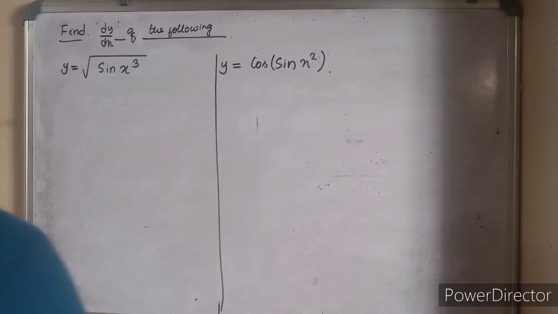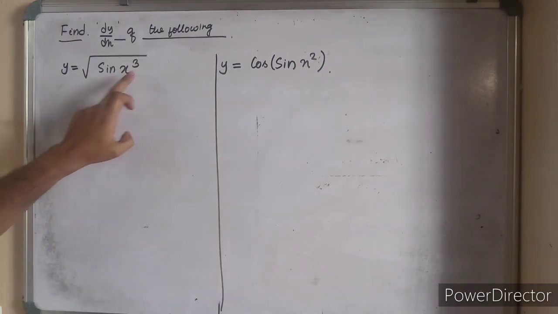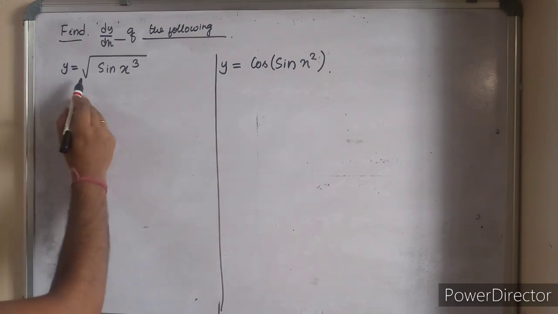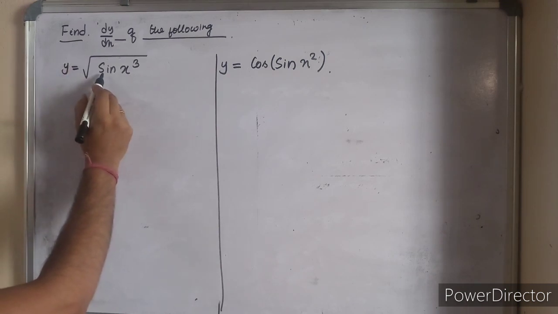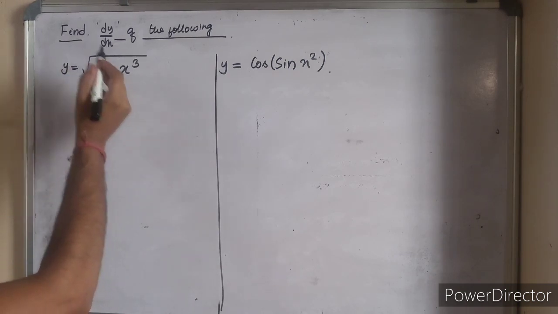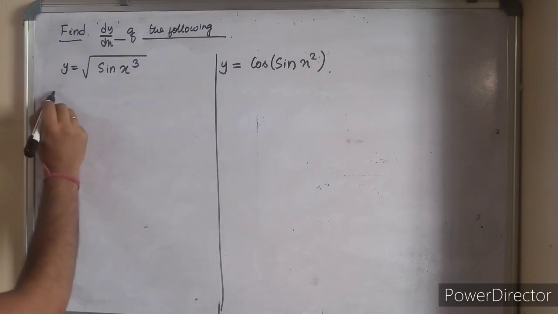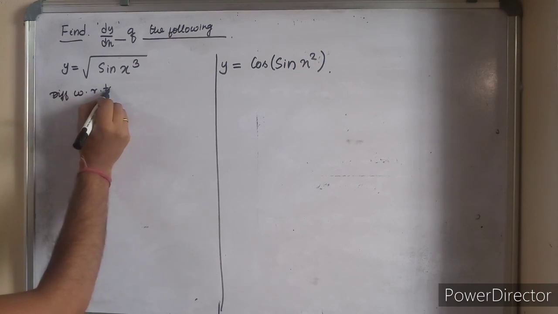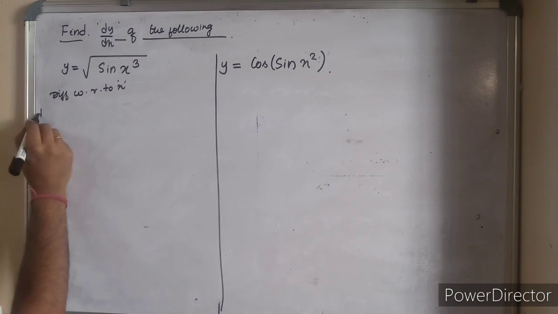Now in this question, the first question is root of sin x cube. Now how many functions are there? First is root. First you have to differentiate the root, then after the derivative of root, you have to go to the inside function, that is sin x cube. After that you have to differentiate x cube, and the last is x. That means 4 times you have to use the derivative. First root, then sin x cube, then x cube, then x. dy by dx.